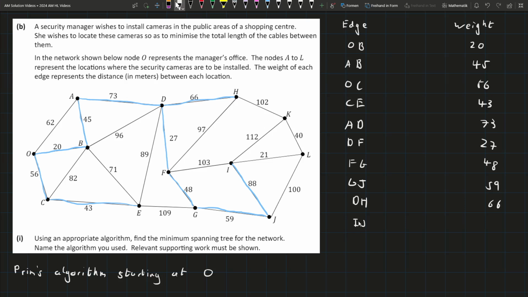So we're at I, J, 88. Then we have IL for 21. And finally, we have KL, which is 40. And that's our minimum spanning tree now, finished, because we've connected all the nodes together. There's no more nodes to connect.